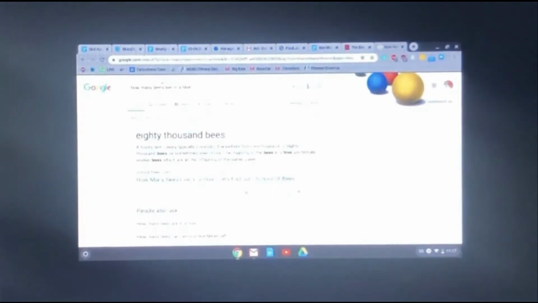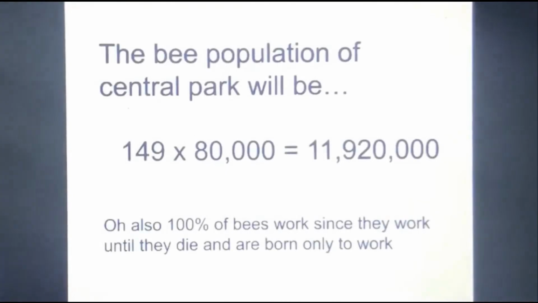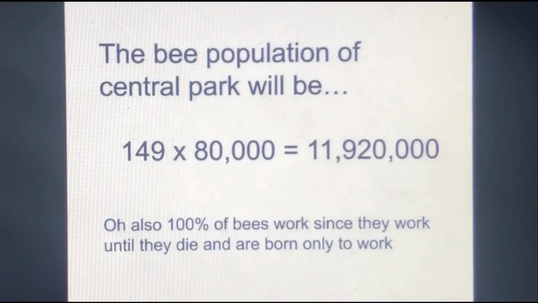Now, there are about 80,000 working bees per beehive, and because there are about 149 beehives in Central Park where the movie is set, we can start to figure the numbers for the GDP. Well, actually, before we start with the GDP, the population of the park will be 149 times 80,000, landing us with a working population of 11,920,000 since 100% of bees work.